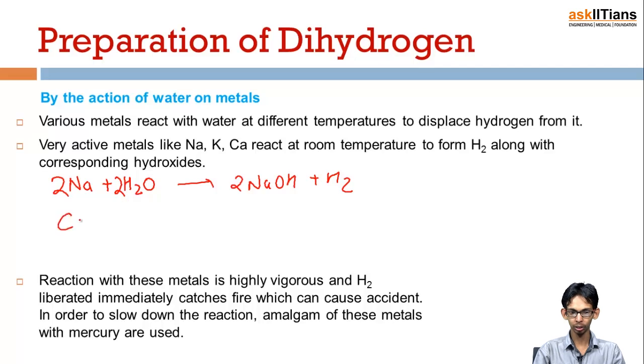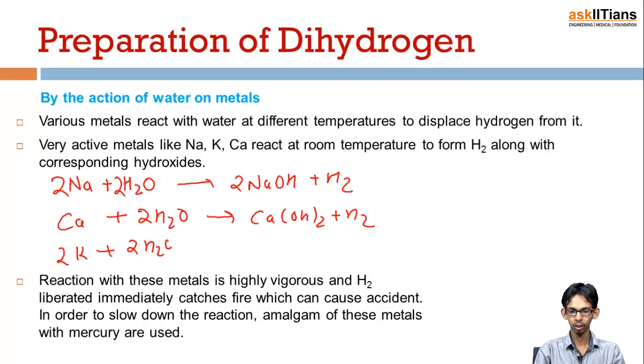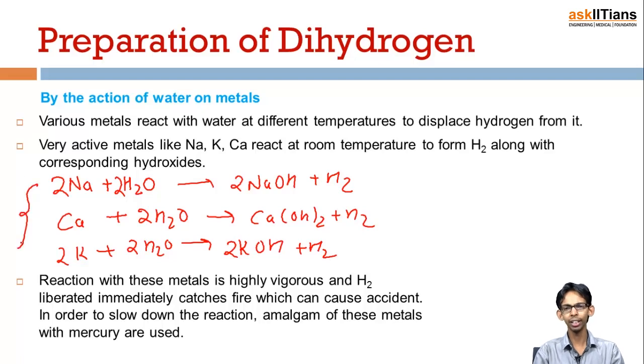Similarly, calcium also reacts with water to give calcium hydroxide and H2, and so does potassium, to form potassium hydroxide and hydrogen. These metals are highly reactive and the reaction is very vigorous. It is so vigorous that it sometimes catches fire and may cause accidents. That is why most of the time we don't use pure sodium, but we use amalgam of sodium. Amalgam means sodium along with mercury.